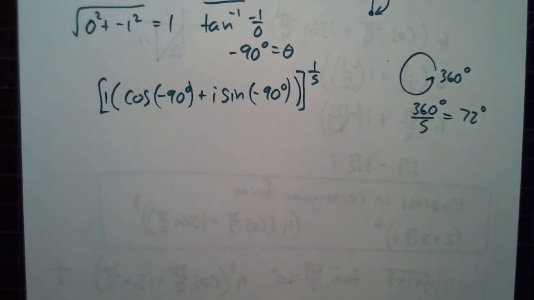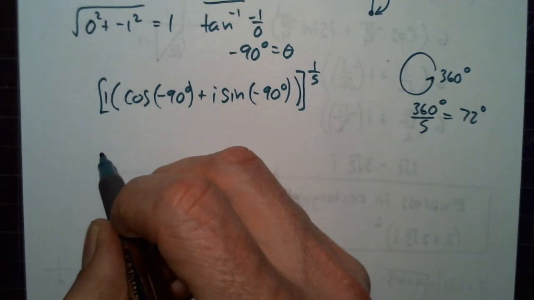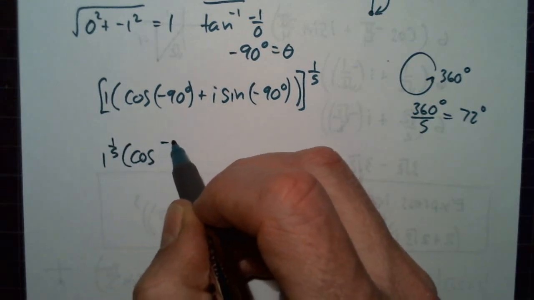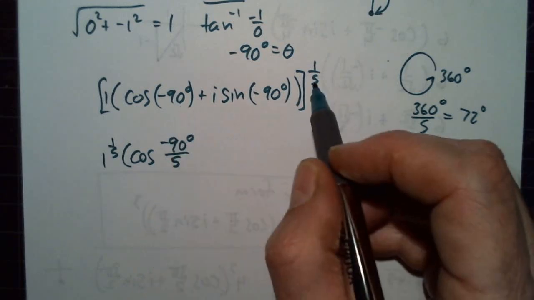So now we're going to look at, we'll have 1 to the 1/5 cosine negative 90 over 5, because we're multiplying this by 1/5.